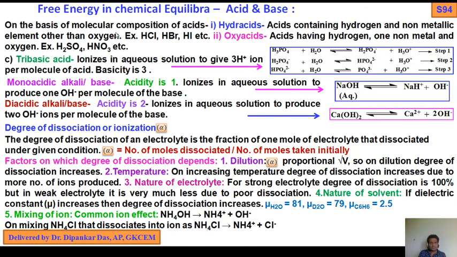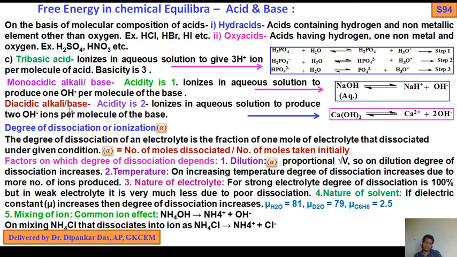Okay. Now on the basis of molecular composition of acids, we know hydracids are acids containing hydrogen and non-metallic elements other than oxygen, which I discussed in the last video lecture on hydrogen bonding: HCl, HBr, HI, etc. Similarly, oxyacids are acids having hydrogen, one non-metal and oxygen: H2SO4, nitric acid, etc. Tribasic acid, ionization in aqueous solution gives 3 H plus ions. Already I have discussed. Now come to monoacidic alkali.